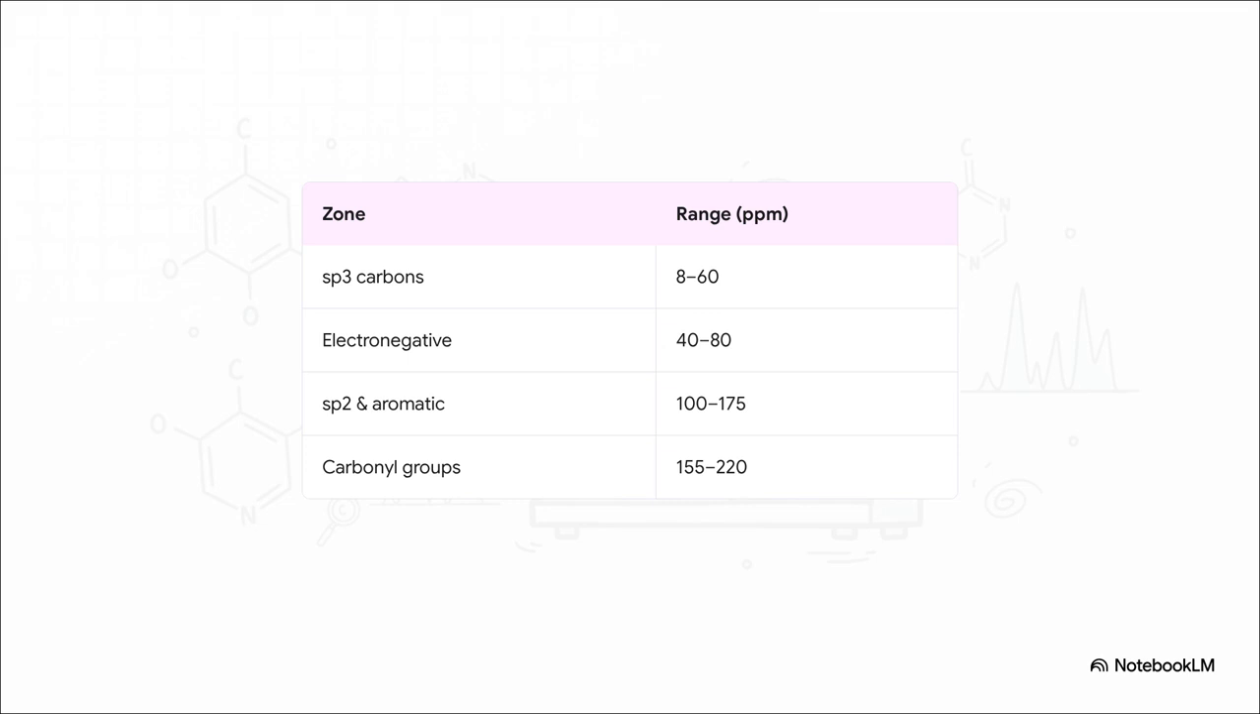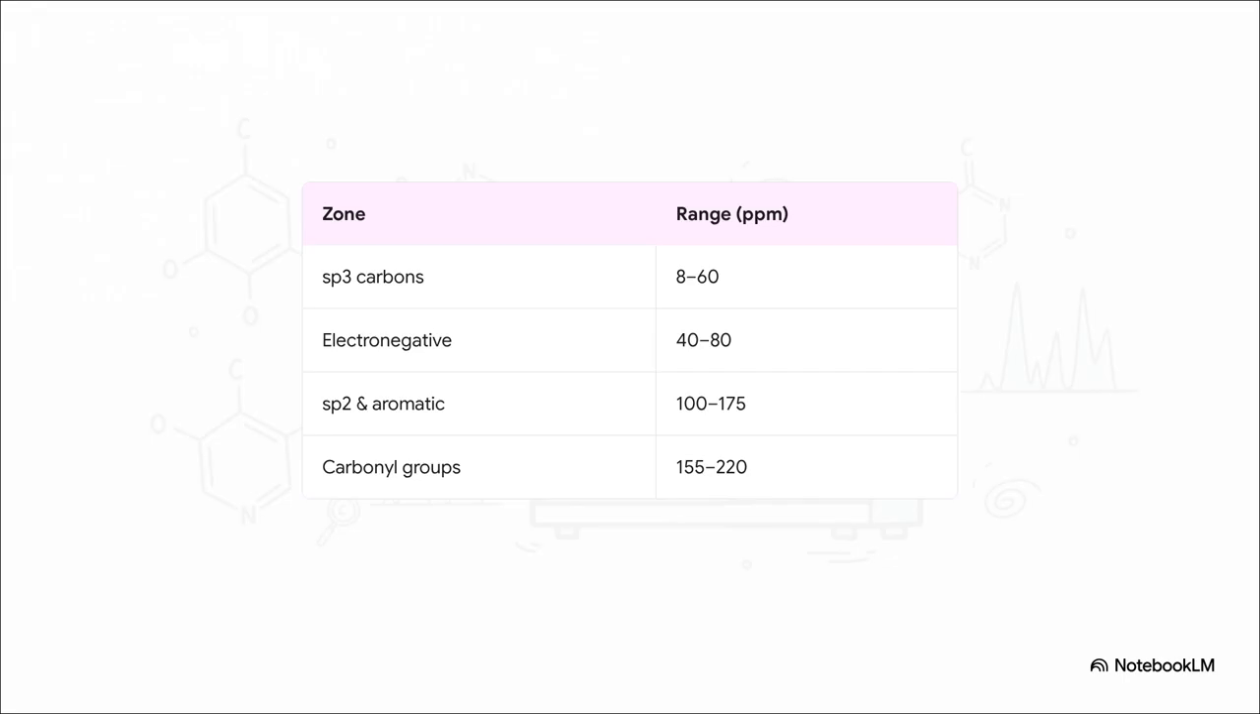Starting all the way on the right side of the spectrum, at the lowest ppm values, we find our saturated sp3 hybridized carbons sitting pretty comfortably between 8 and 60 ppm. Now, as we move downfield, which means leftward, to the higher numbers, we hit the 40 to 80 ppm zone. This is where electronegative atoms start tugging on those carbons. Go a bit further left, between 100 and 175 ppm, and we find our unsaturated sp2 carbons and aromatic rings. And finally, parked way down at the extreme downfield end, between 155 and 220 ppm, are the carbonyl groups.